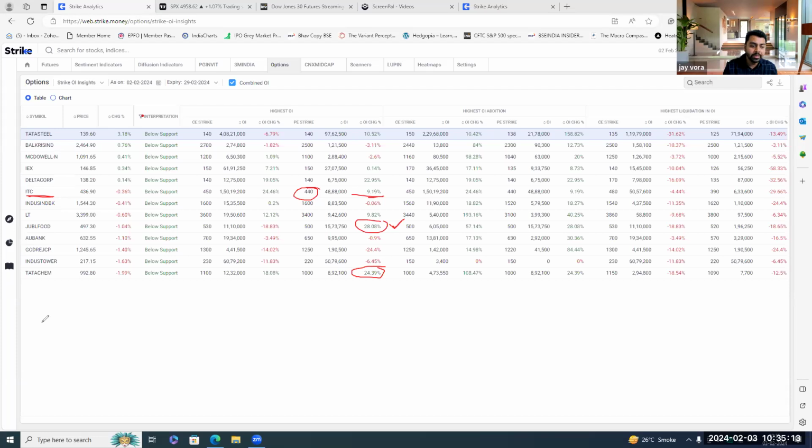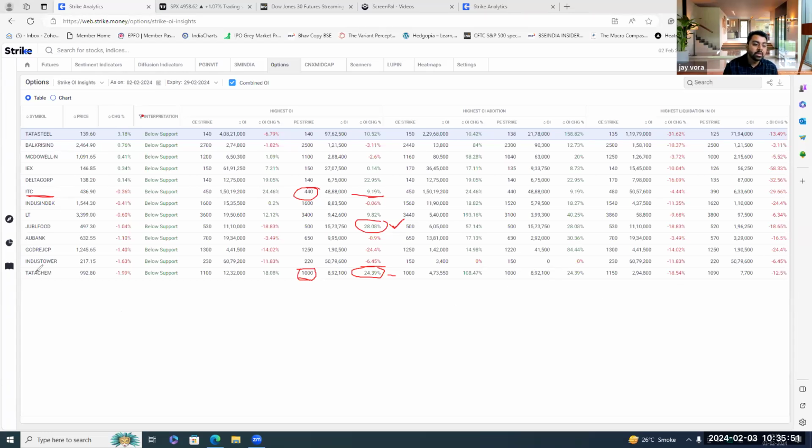But if all things are normal, like in the case of Tata Chem, the 1,000 put option has an open interest of say 8,92,000, and the OI addition is 24. So unless, say, on Monday the Tata Chem stock continues to sustain below 1,011, that's where the put sellers will start panicking and unwinding their positions, and maybe the put base will shift lower to say 980, 970 or so on.